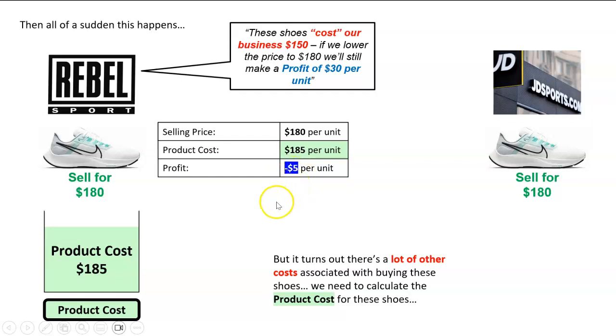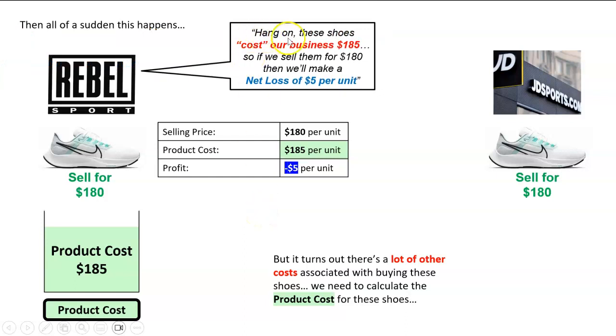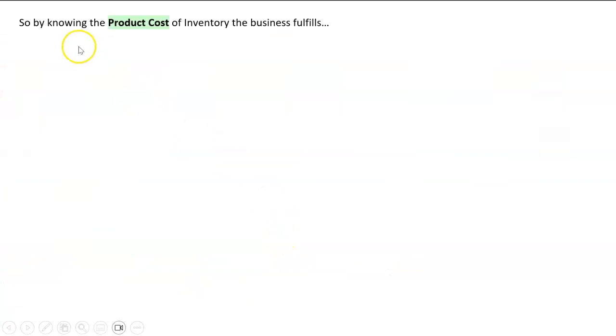So what's really important to know there is that you need to know your product cost so you can tell what price to sell your inventory for. Because now we're going, hang on, these shoes cost our business $185, so if we sell them for $180, we're actually going to make a loss of $5 per unit. And that is why we really need to know the product cost of things. So by knowing the product cost of inventory, let's just get back to our theory.